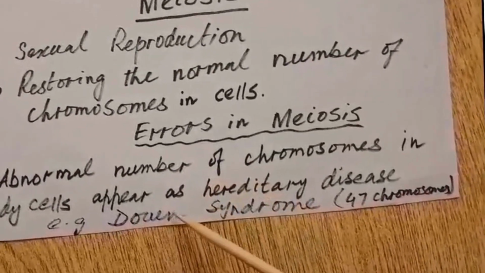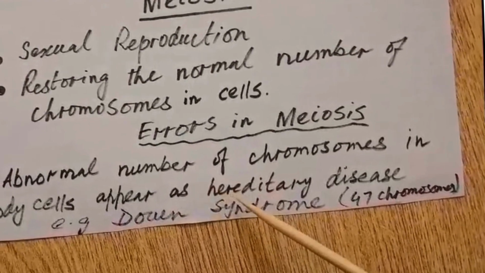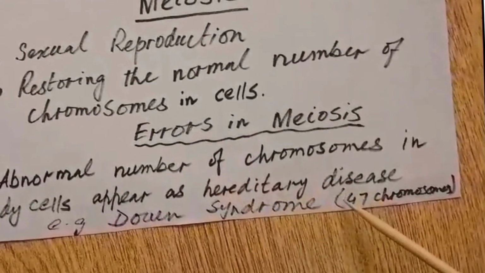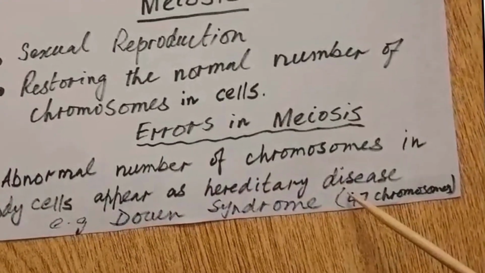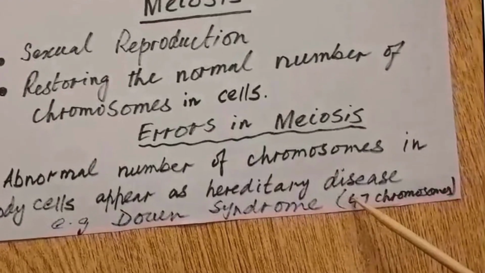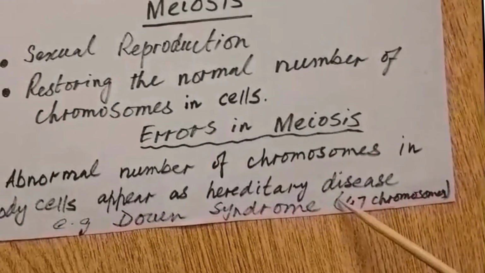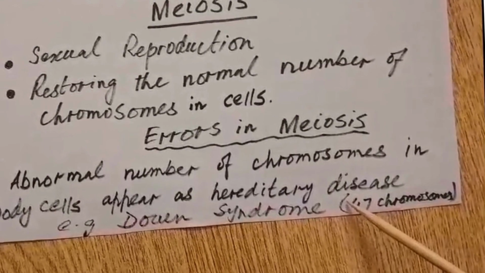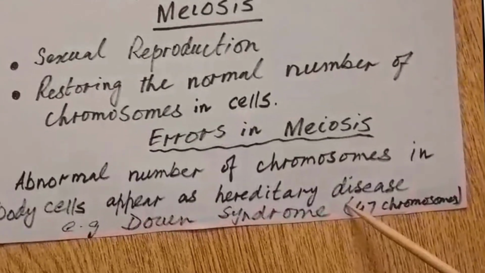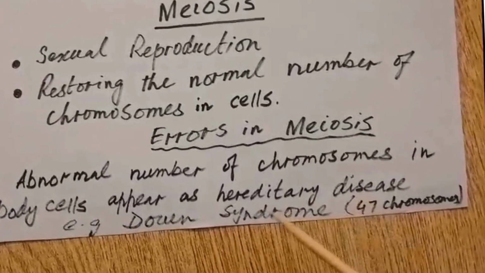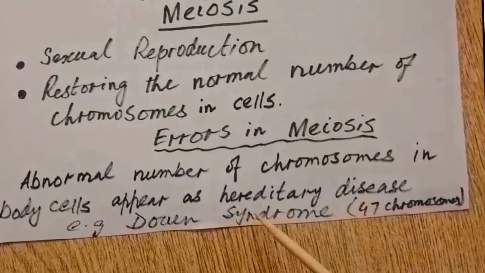For example, Down syndrome is a hereditary disease, and individuals with Down syndrome have 47 chromosomes instead of 46, which is the normal number. Why this 47 number of chromosomes in the individual with Down syndrome?